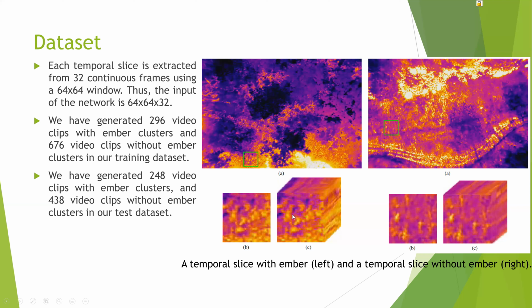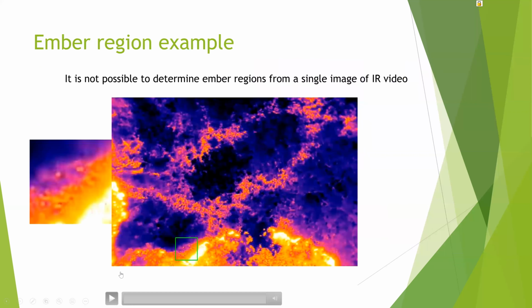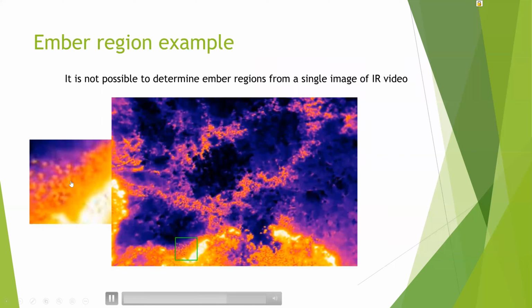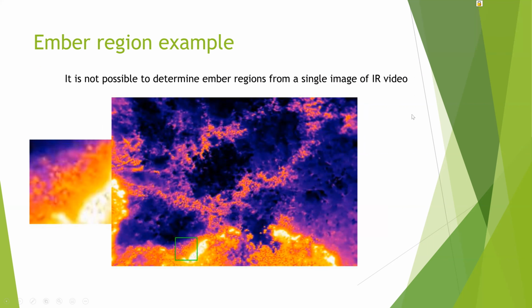So here's an example. So this shows our video slices. It's hard to see the Ember from this one, but we can see it from here. So you can see the Ember is very obvious, and it's very hard to see from a single frame. That's the reason we need to use video analysis.